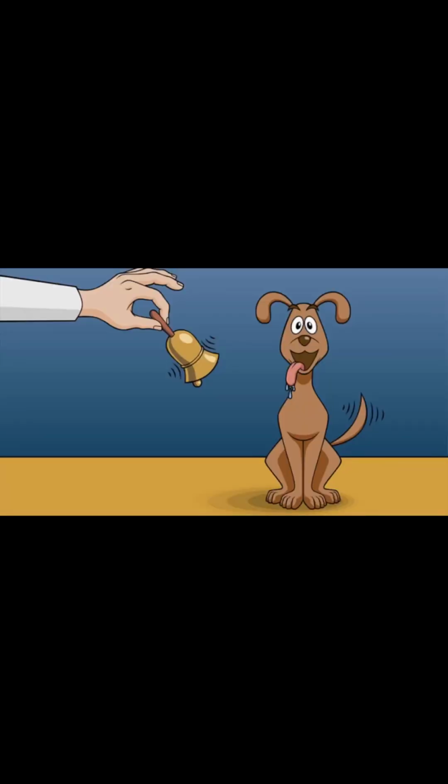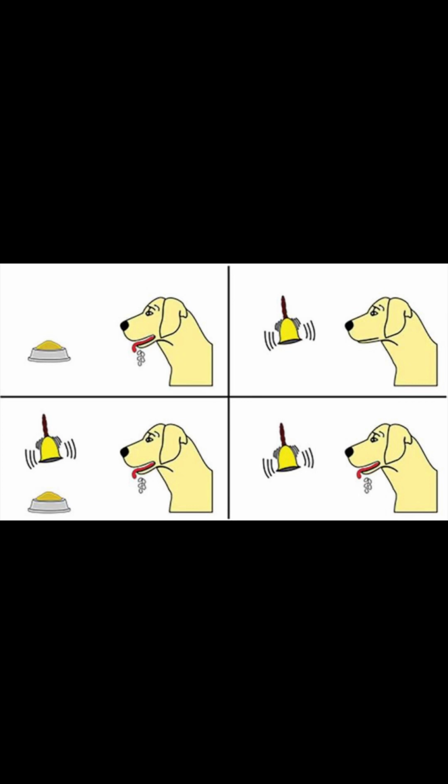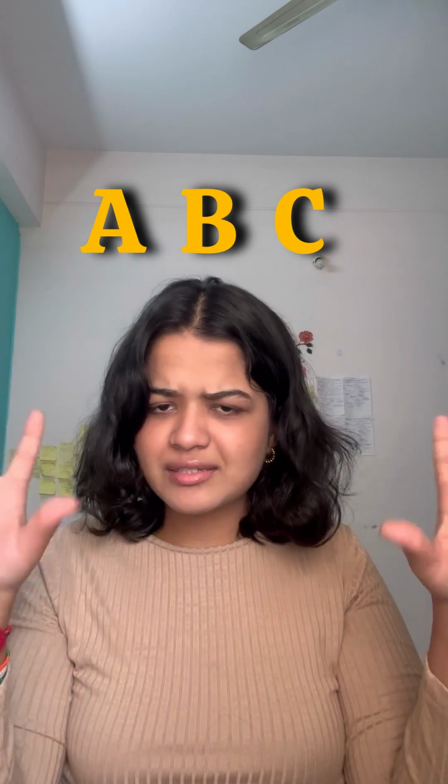Imagine Dr. Pavlov, a brilliant scientist. He rings a bell every time he feeds his furry friend. Soon, even before the food arrives, the dog starts salivating at the sound of the bell alone. That's classical conditioning. Let's start studying the big ABCs.